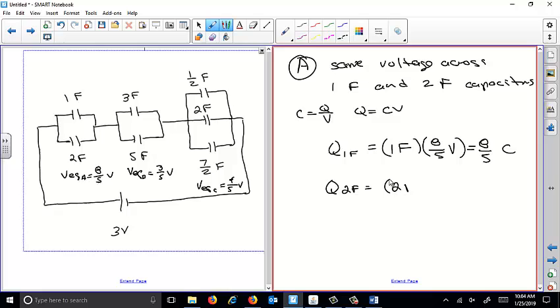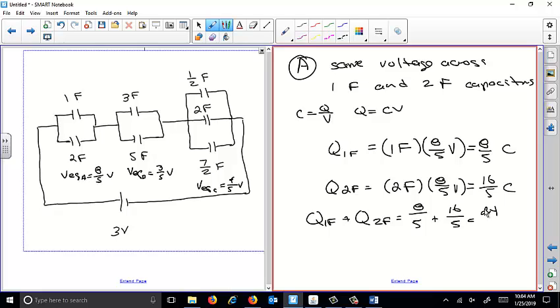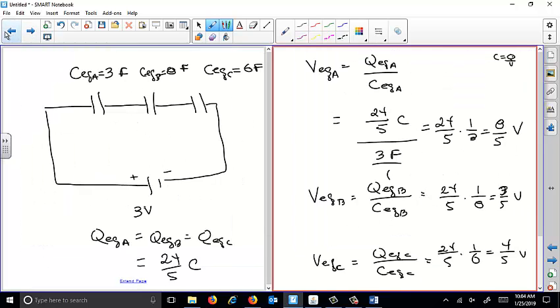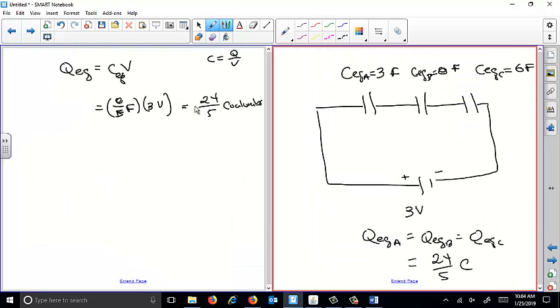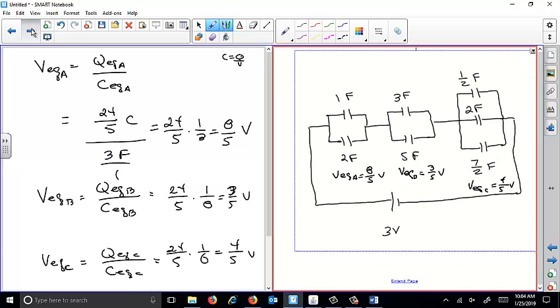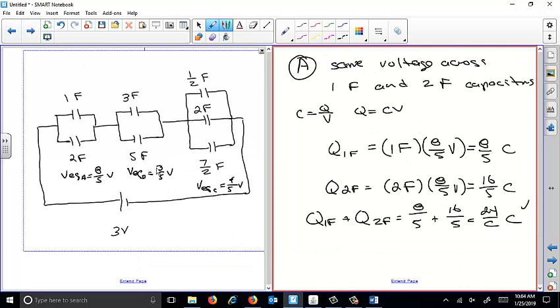And the charge on the 2 farad capacitor is going to be 2 farads times 8/5 volts, which is 16/5 coulombs. And if I add the charge on the 1 farad capacitor plus the charge on the 2 farad capacitor, I'll get 8/5 plus 16/5, which is 24/5 coulombs, which is what I got all the way back here. Okay. And you should have the same thing happen for B and C.